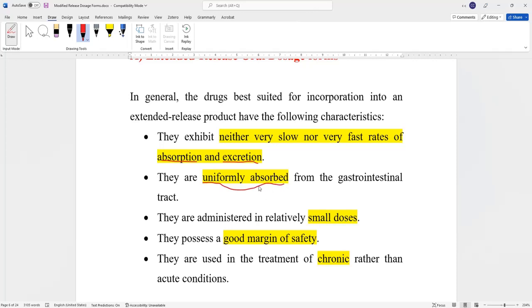For example, if I tell you this drug can only be absorbed in the stomach, and we know that drugs will not stay in the stomach for more than 2 hours, it means I only have a window of 2 hours, right? But if the drug can be absorbed in the stomach, the small intestine, and the large intestine, and the absorption is uniform, similar, then I have almost the whole day for the drug to be absorbed in the GIT. So I can say, okay, I'm going to formulate it as a sustained or extended release product.